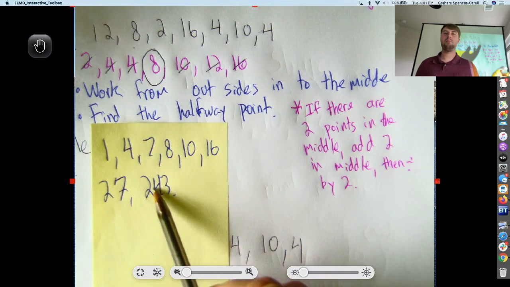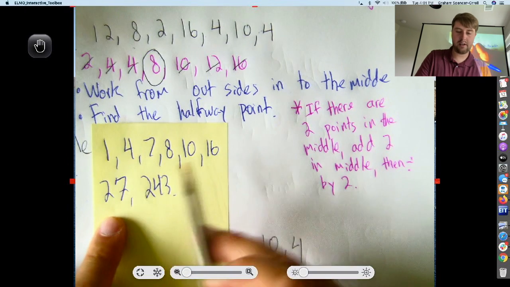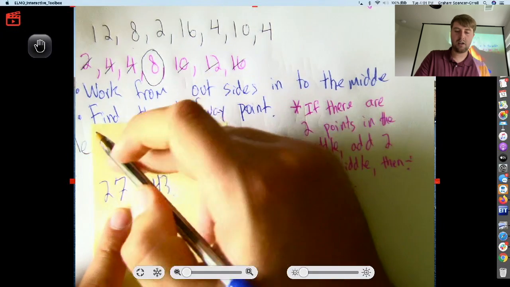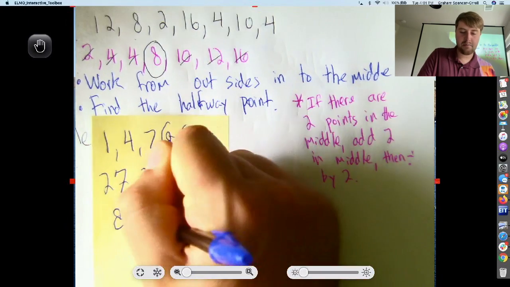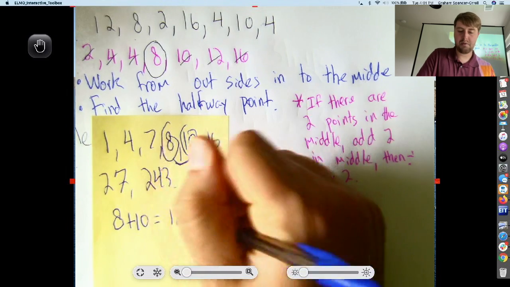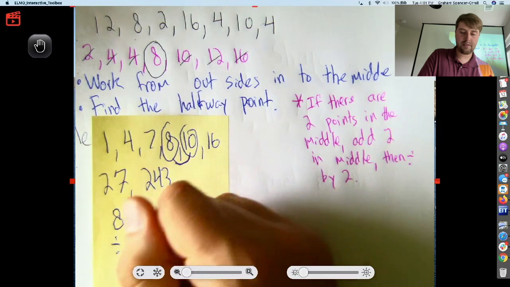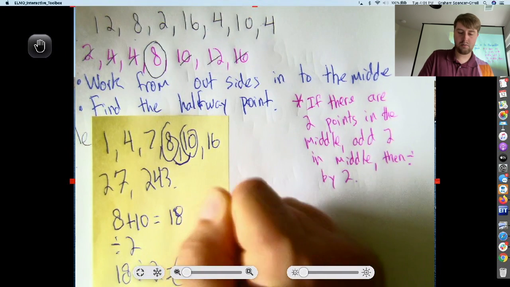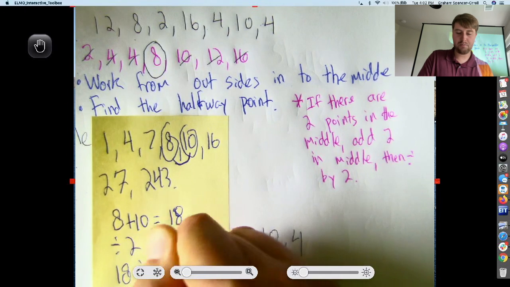8 divided by 2 is 4. So we're going to count 4 in from both sides. 1, 2, 3, 4 from this side, and 1, 2, 3, 4 from the other. So our 2 in the middle are 8 and 10. We then have to add 8 plus 10, which equals 18. Then we have to divide by 2. 18 divided by 2 equals 9. So our median this time would be 9.